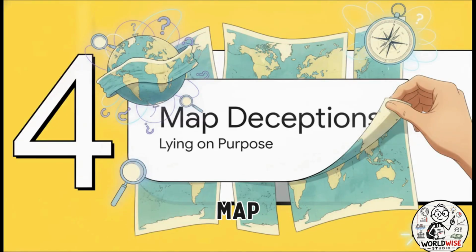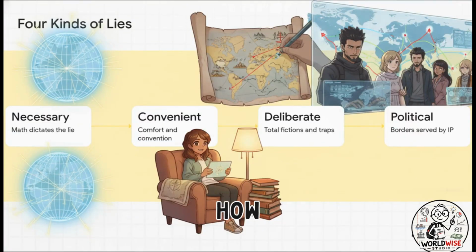Section 4. Intentional map deceptions. Up until now, everything we've discussed has been honest lying, completely forced by mathematics. Now, let's shift to maps that are designed to deceive us completely on purpose. Here is a handy mental checklist for how maps deceive us. We have 4 distinct categories: the necessary geometric lie, the convenient lie of human comfort, the deliberate lie involving total fictions, and the modern political lie dictating digital borders.